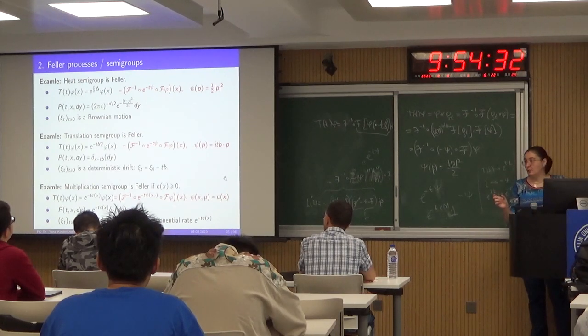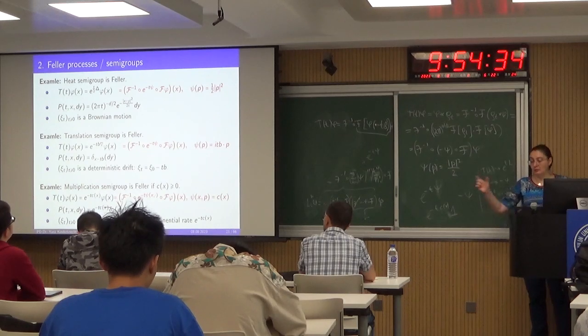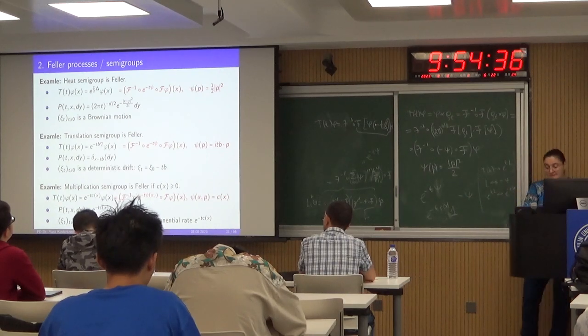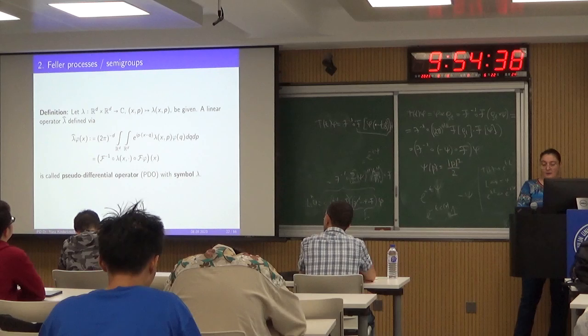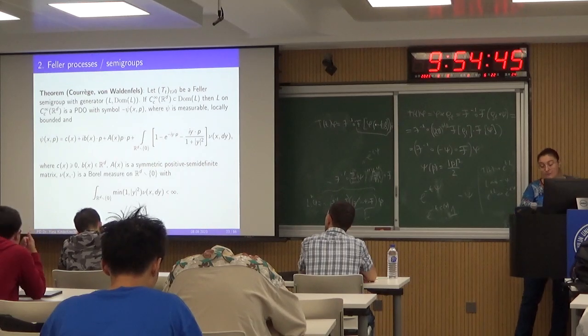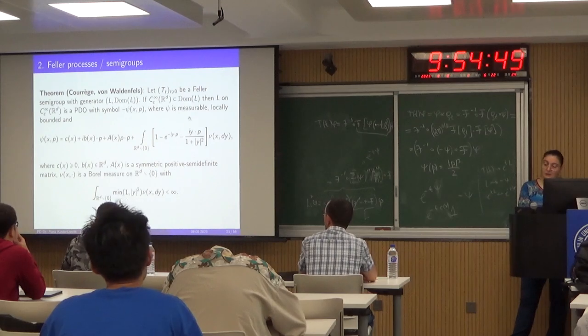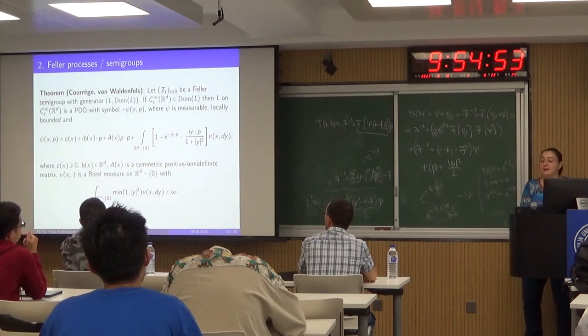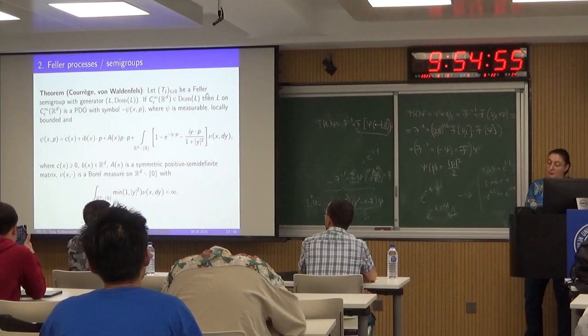Either the variable of the configuration space or the variable of the phase space. Okay, so I recall the definition of pseudo-differential operator. And now theorem. Cornerstone for Feller semigroups. So let T_t be a Feller semigroup, always.